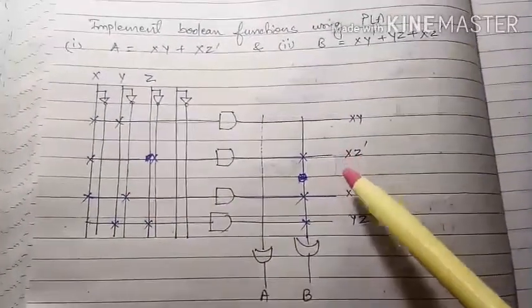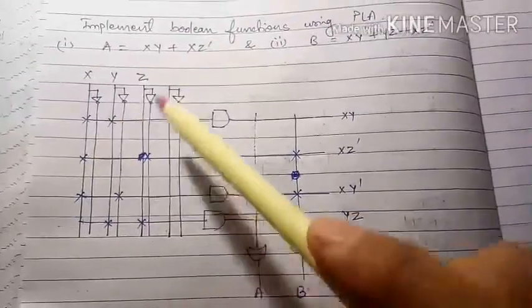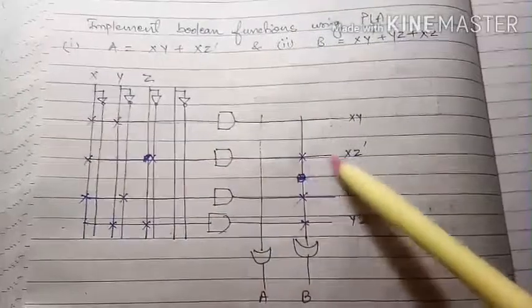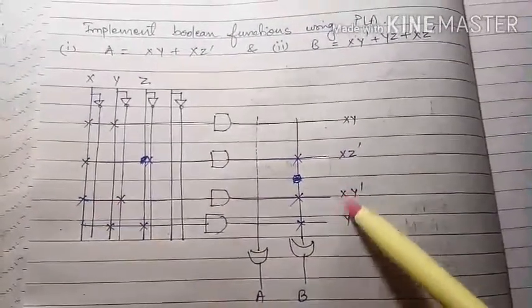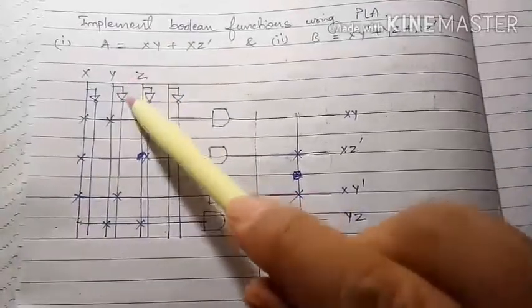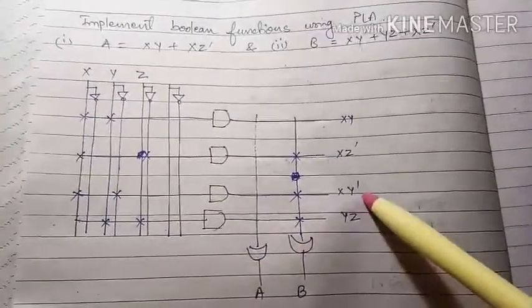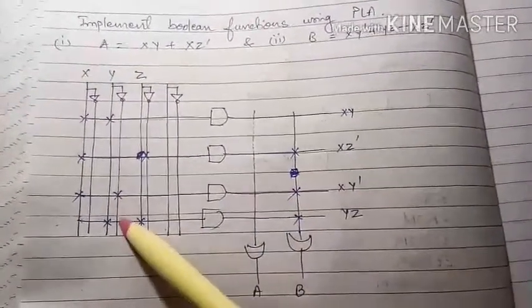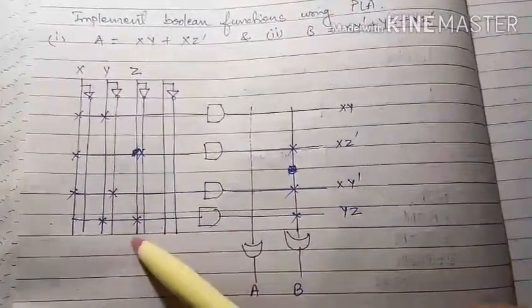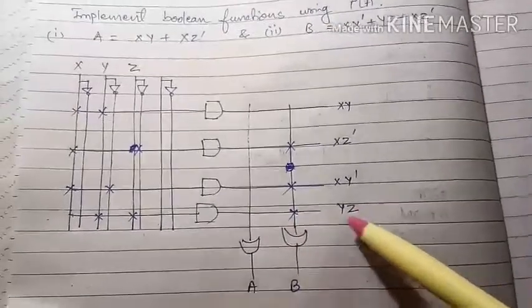Here we need xz dash. So this is z dash, this is x. So xz dash. We want xy dash. So this is the x line, this is the y dash line. So xy dash. Now we want yz. So this is the y line, this is the z line. So it is giving us the yz line.